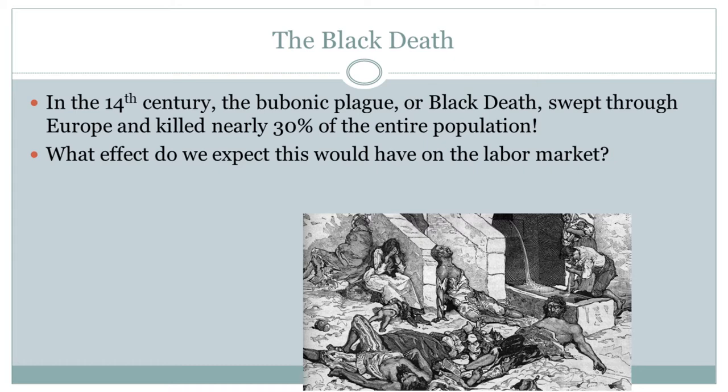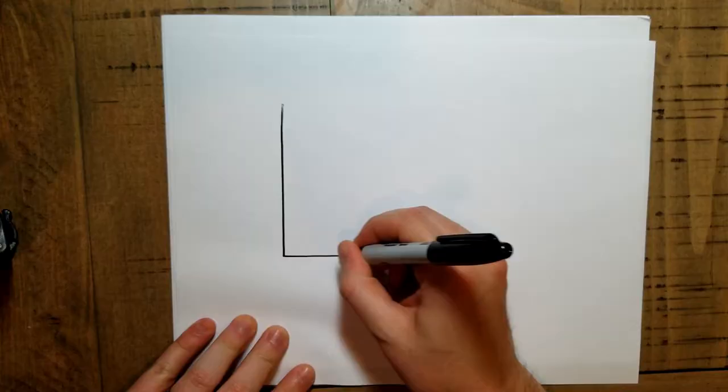So let's think about this. We have two sides of the labor market. Let's first think, what is this going to do to labor supply? Well, obviously, it's going to shift labor supply quite a bit to the left, right? Because we're going to have fewer people around, which is going to shrink the number of people available to work at any given wage.